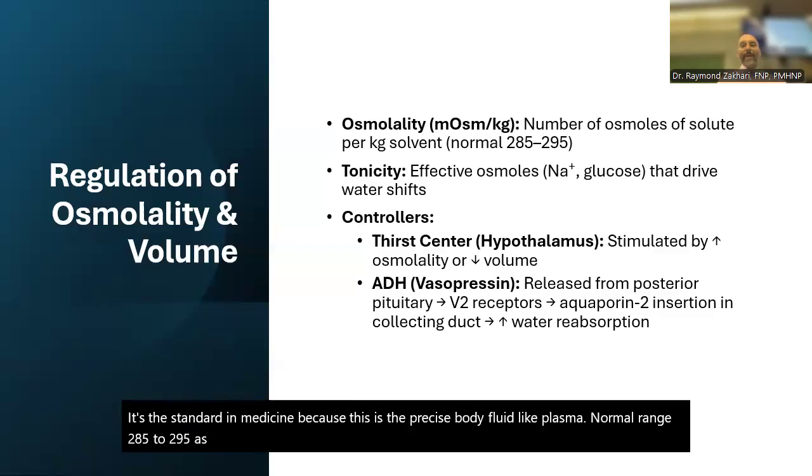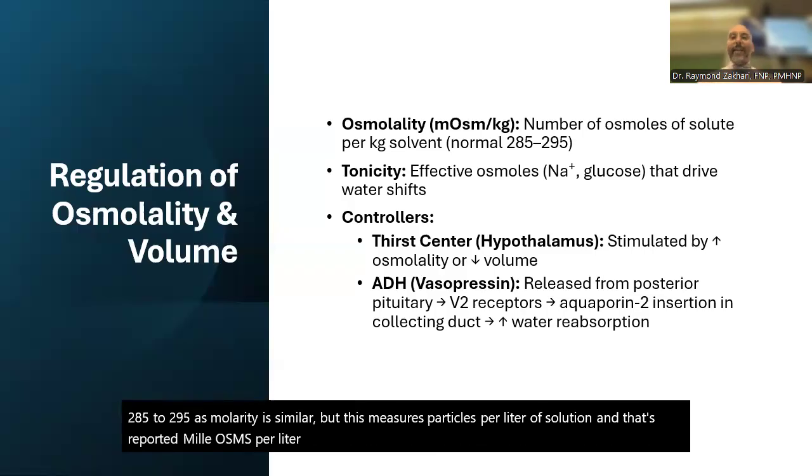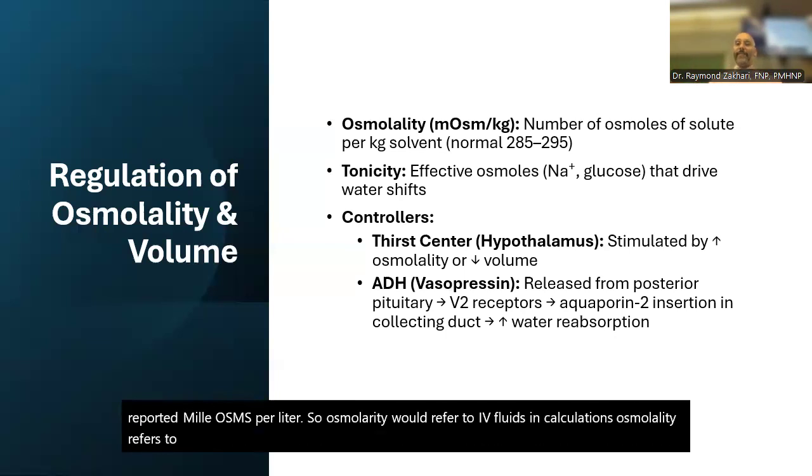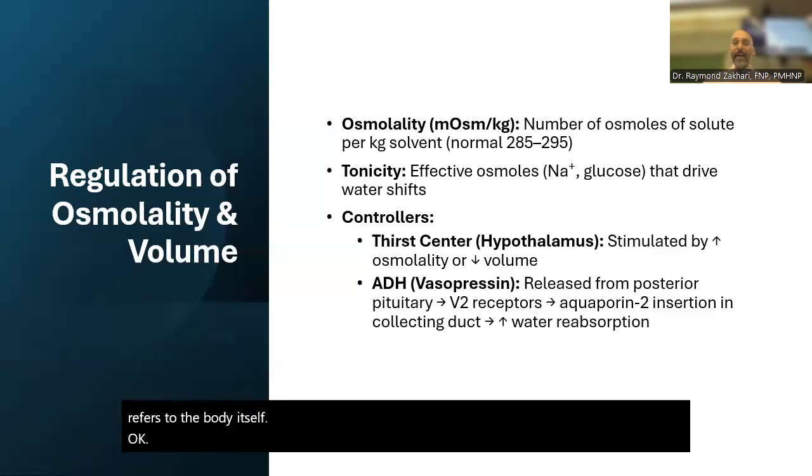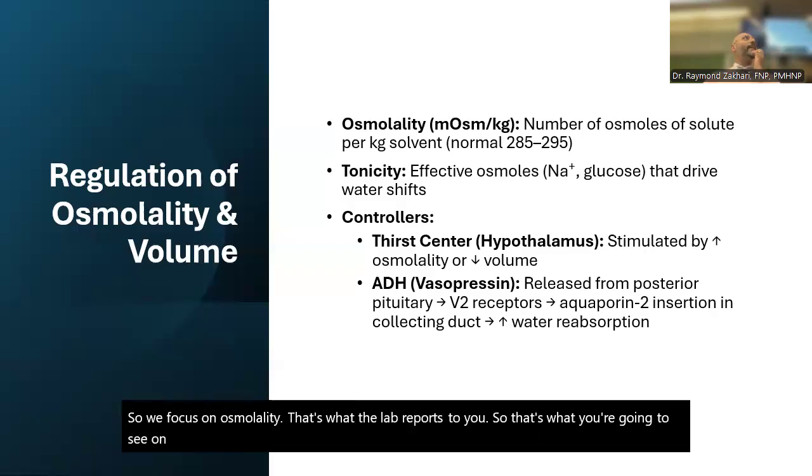Osmolarity is similar, but this measures particles per liter of solution, and that's reported as milliosms per liter. So osmolarity would refer to IV fluids in calculations. Osmolality refers to the body itself. Okay, so we focus on osmolality. That's what the lab reports to you. So that's what you're going to see on your urine osmolality and your serum osmolality when you're comparing the two.